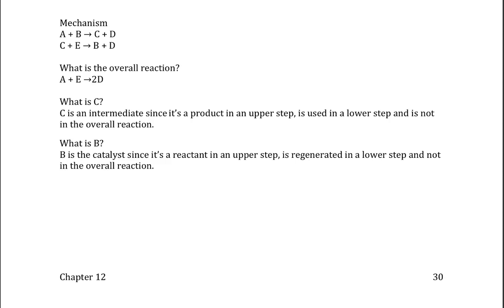What is C? C is formed in an upper step and then used up in a lower step. That makes C an intermediate. What is B? B is what's new for us. B is the catalyst. It's needed in an upper reaction and it's regenerated in a lower reaction. That's part of the definition of a catalyst, so that makes it the catalyst.